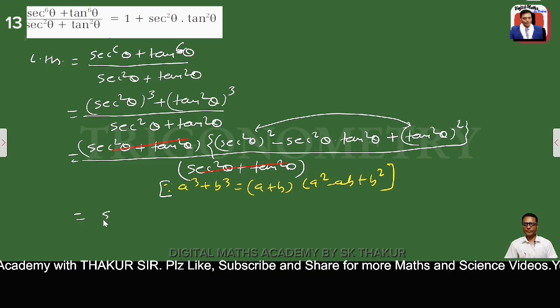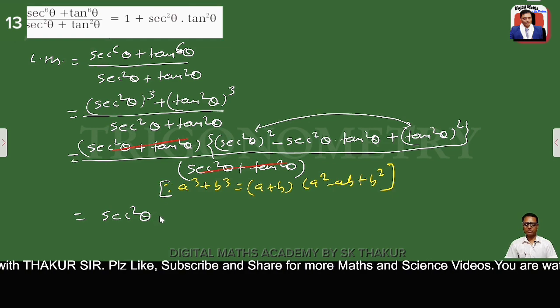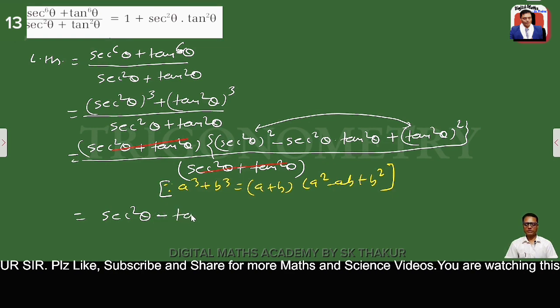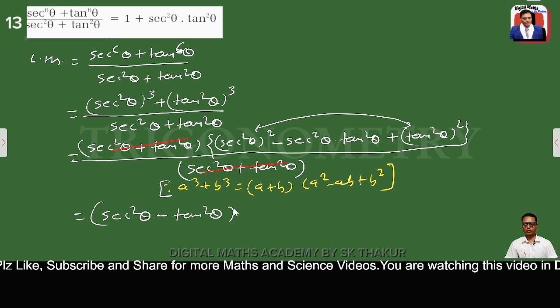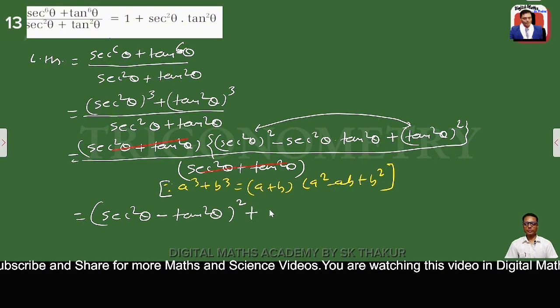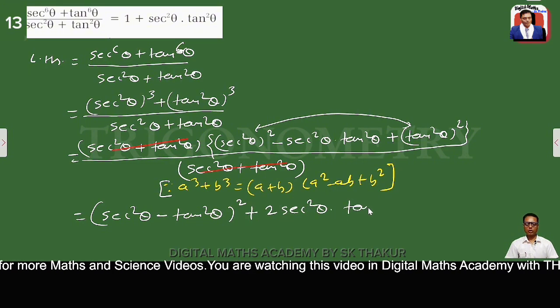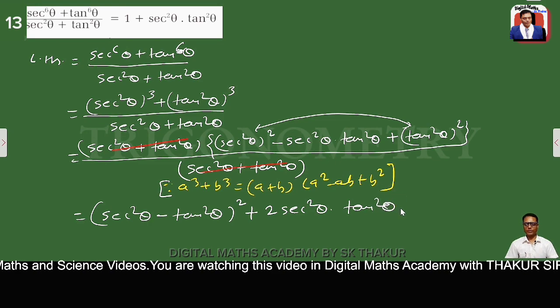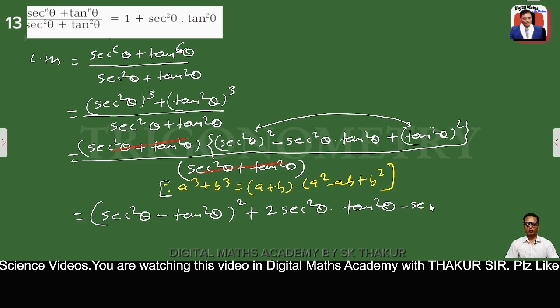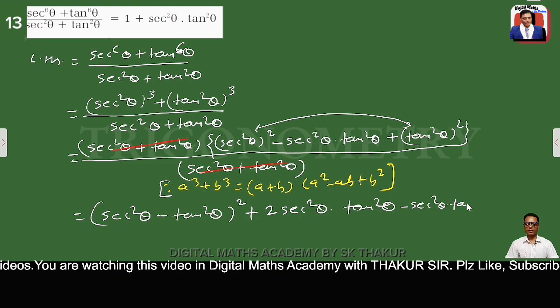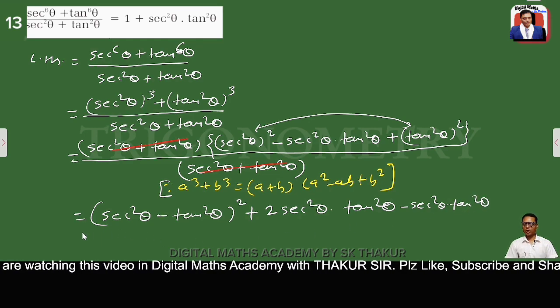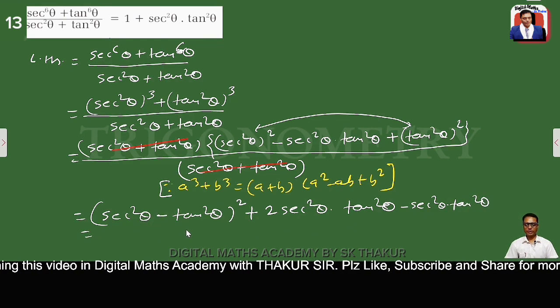So we apply here. A means sec square theta, minus b means tan square theta, its whole square, (a minus b) whole square plus 2ab. Plus 2ab means what now? 2 sec square theta dot tan square theta, and we have already here minus sec square theta dot tan square theta. Now we see here sec square. Now we can write the formula here.